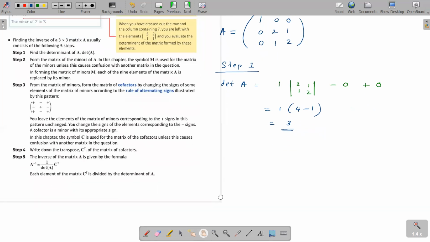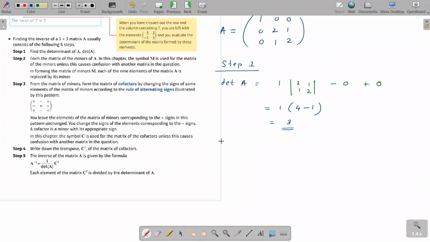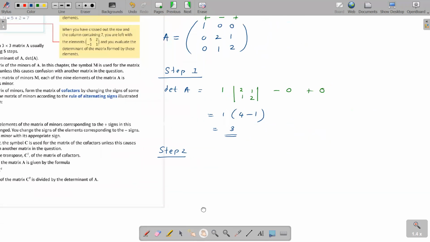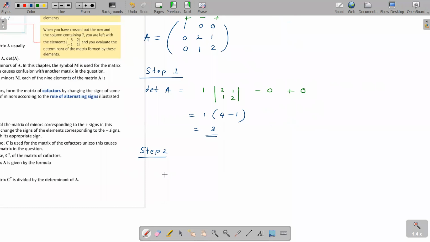Okay, next step. Now step 2 is the one that's a little bit new for y'all. They ask you to form the matrix of minors. So let's form the matrix of minors. Start with each element. You have to get the minor for each element. Get each element, remove the row and column. So when I remove the row and column with 1, what do I get here? 2, 1, 1, 2. Do you see it? I remove the row and column with 1 because I do it for every element. I get here 2, 1, 1, 2. Do you agree?